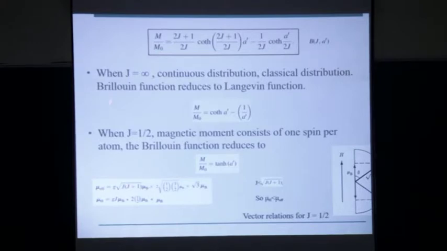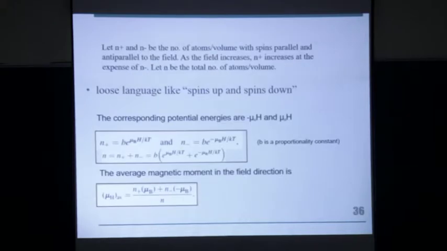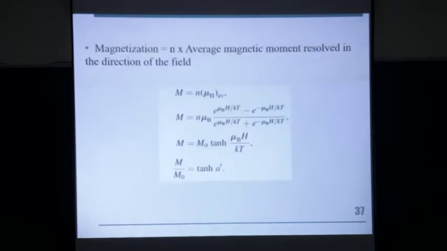So the other possibility which is common is J equal to half. That means either up or down, and in that case the Brillouin function reduces to tan hyperbolic a prime. So this is tan hyperbolic a prime, and you can express for these two cases what should be the magnetic moment. Again, going through some mathematics which I will skip, you can read at your convenience. We get M by M0 is equal to tan hyperbolic a prime. Okay.